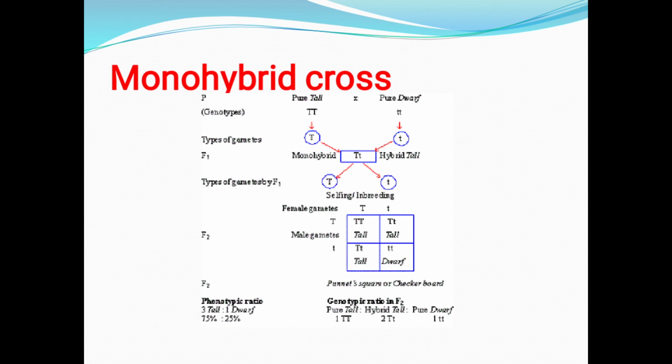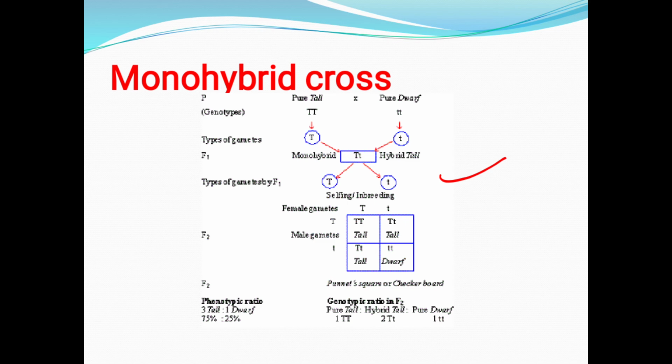Next, there is formation or production of gametes. From the parent pure tall, gamete produced will have capital T. And from the parent pure dwarf, the gamete produced will be of one type, that is small t. When these two gametes fuse together, there is the formation of hybrid tall offspring, that is capital T, small t.